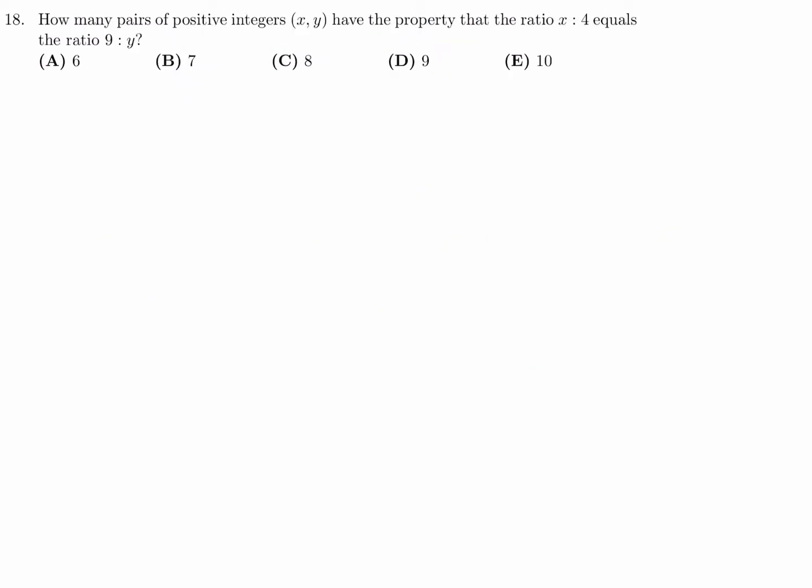How many pairs of positive integers have the property that x over 4 equals the ratio 9 over y? X over 4 is equal to 9 over y. So cross multiply and you get xy is equal to 36. So we have to basically find what pairs give you a product of 36. And those two numbers, of course, have to be both integers.